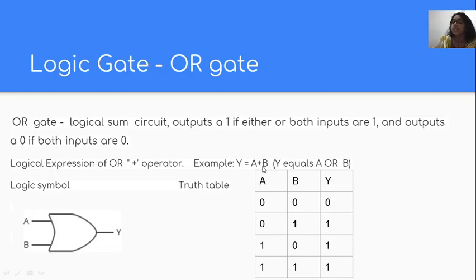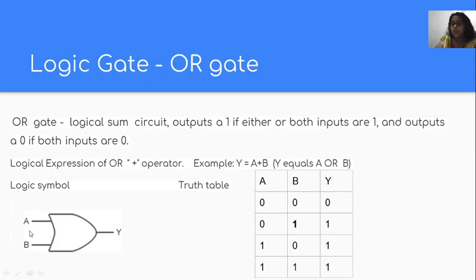How will we read this equation? Y equals A or B. This OR stands for the logical sum operation. The symbol is shown here. A and B are the inputs and Y is the output.